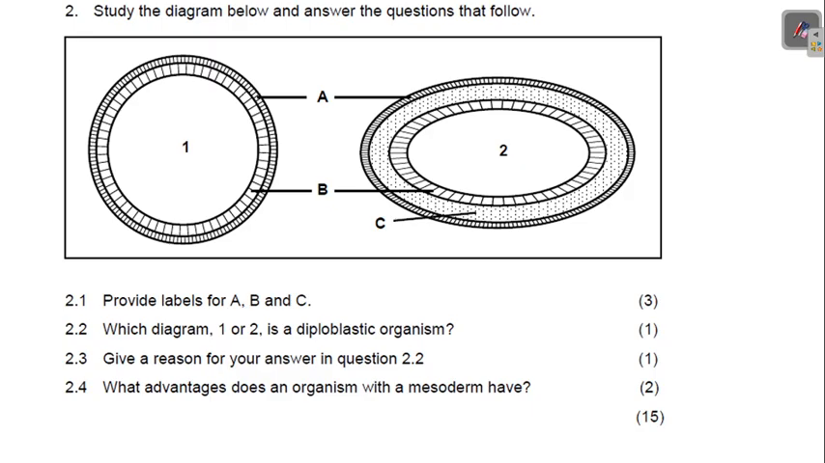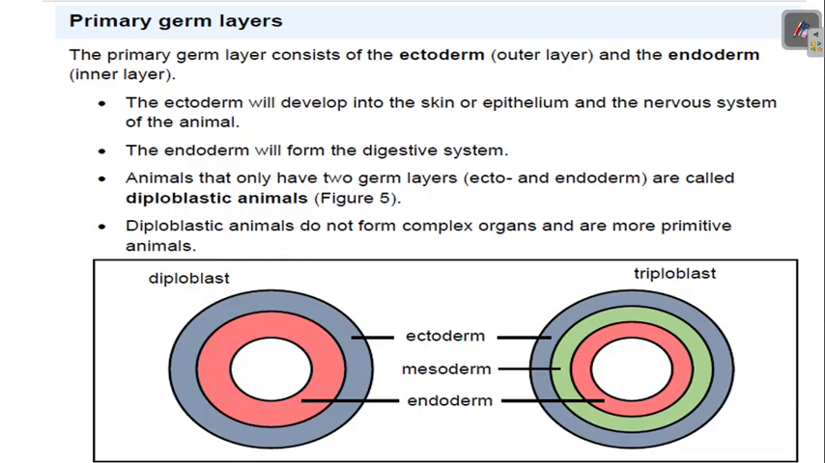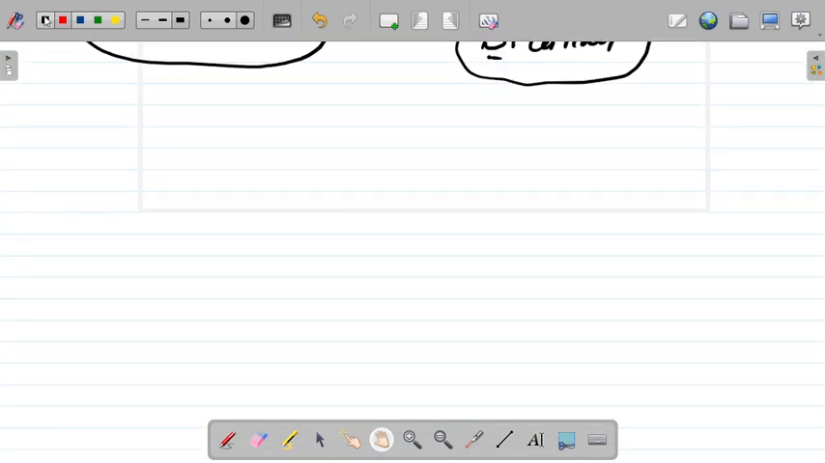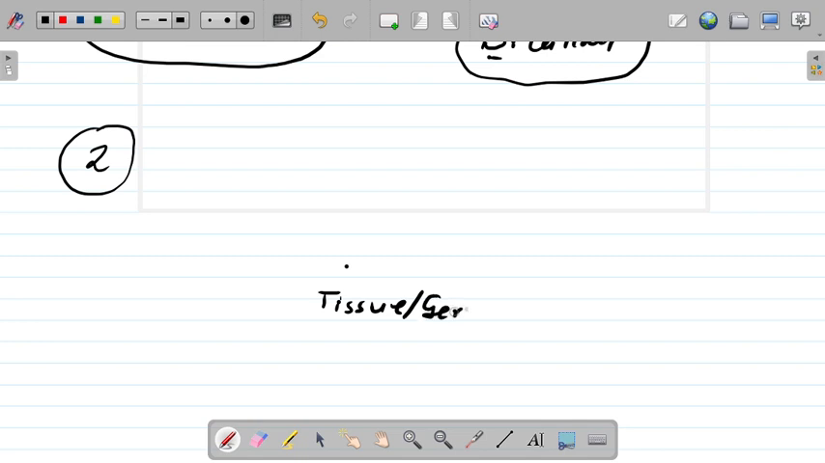Now that we're done with our symmetry, that's only one part. This was number one; there are four of them to go through. Then let's come to the second part that we need to do. That is your tissue layers, or germ layers.